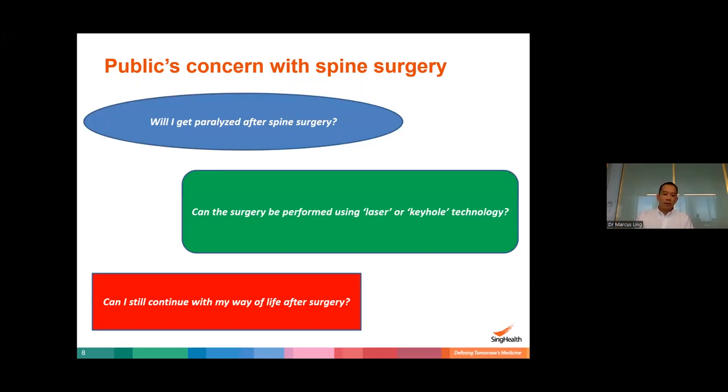If your pathology is very extensive and you require multi-level fusion surgery, then I would say that after surgery, your back will be stiff simply because of the presence of the rods and screws in your back. And with that in place, I would think that going back to competitive sports would be fairly challenging.